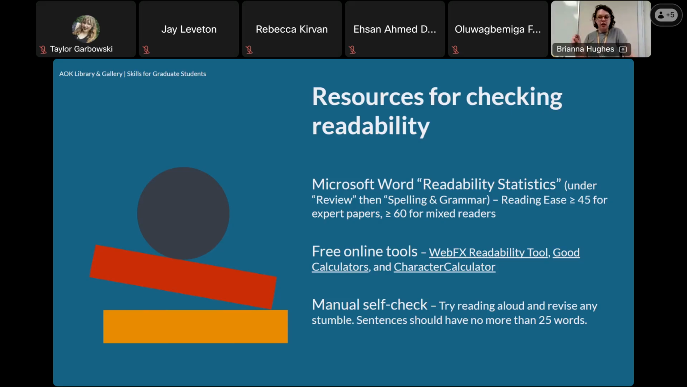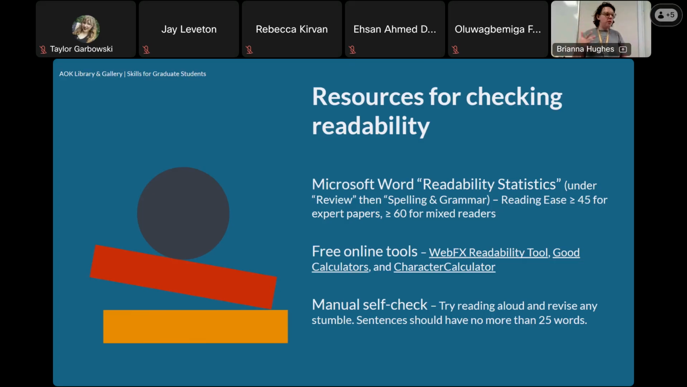There are a number of free online tools that I've listed here: WebFX readability tool, Good Calculators, and Character Calculator. They measure the same things. For these, you copy and paste your text into these tools in plain text. So not necessarily so helpful if you have a whole paper you're looking to get checked, but if you're trying to spot check your writing, this might be a good option. Again, they're free. The websites aren't very pretty, but they don't have any AI element to them. So there's minimal concern about privacy, copyright sort of things. But so these are some good tools to check out.